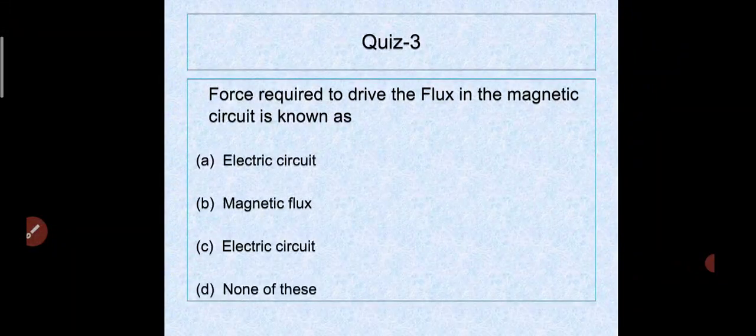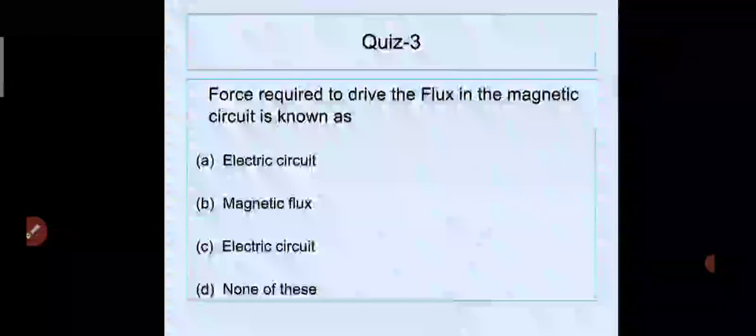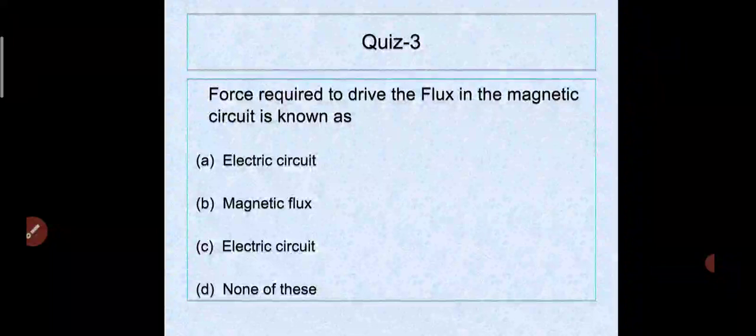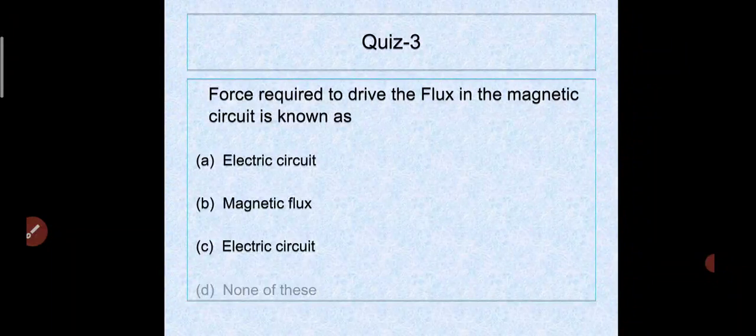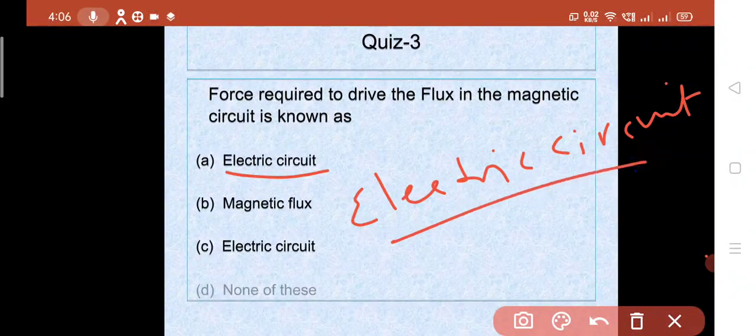And third one, the force required to drive the flux in the magnetic circuit is known as: electric circuit, magnetic flux, electric circuit, none of these. The answer is electric circuit.